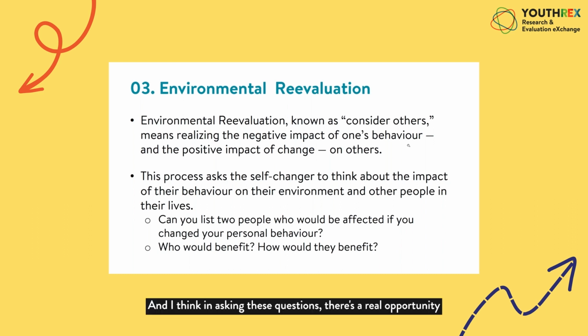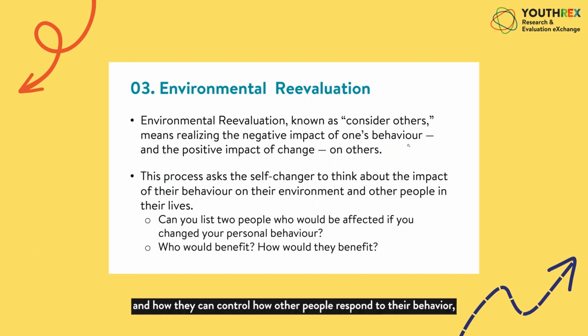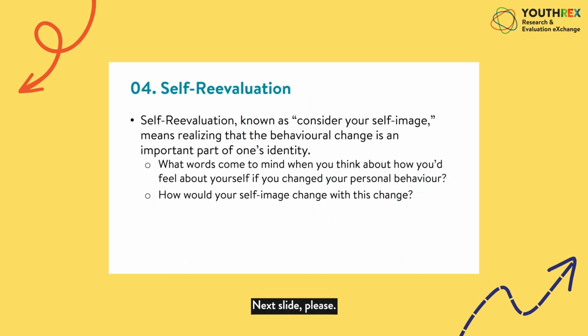And I think in asking these questions, there's a real opportunity to talk to youth about those things that they can control in their lives, like their own emotions and their own feelings and their own values and beliefs, and how they can't control how other people respond or react to their behavior, but how sometimes how we act or behave influences the people around us, and how making some positive behavior change can make a difference or influence the people in our social environment. Next slide, please.